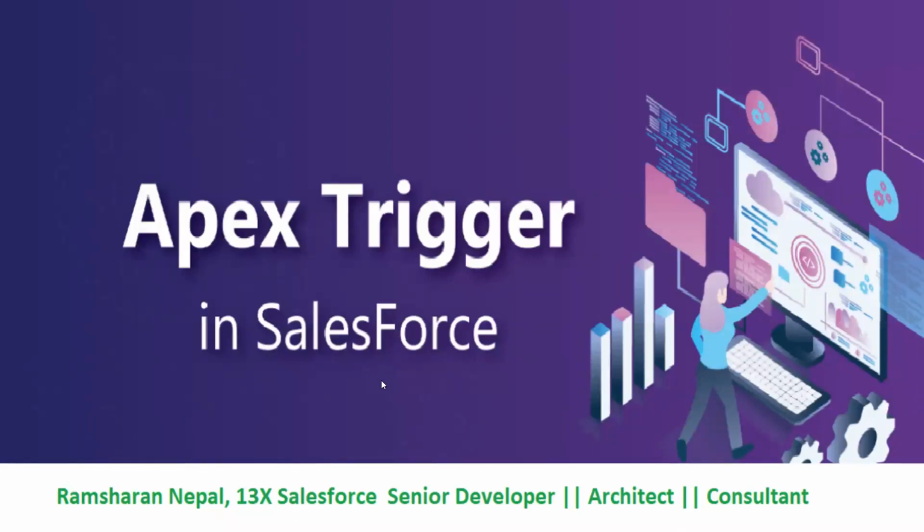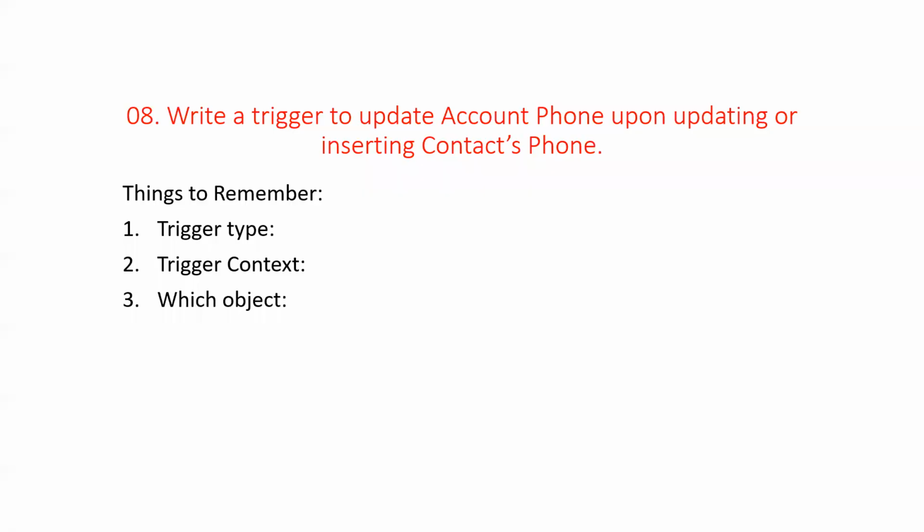We're trying to solve the Apex trigger related problems, and we already solved a couple of problems before. Now we are trying to solve another problem, problem number 8, where we have to write a trigger to update account's phone upon updating or inserting contact's phone. Remember this, it will work only if the contact record is associated with account records.